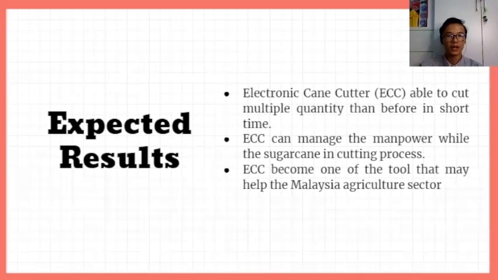Next is our expected result. We hope that the ECC is able to cut multiple quantities than before and in a short time. ECC can manage the power while the sugarcane is in the cutting process, and ECC becomes one of the tools that may help the Malaysian agricultural sector.